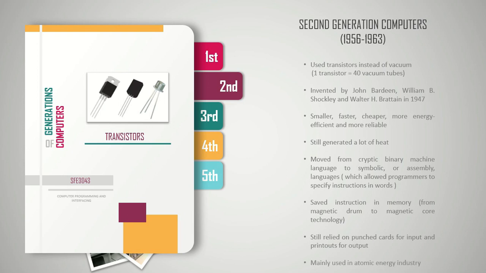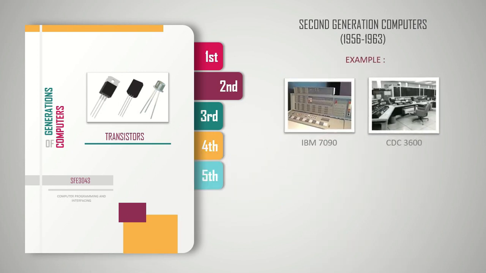Mainly used in the atomic energy industry. These are two examples of second generation computers.